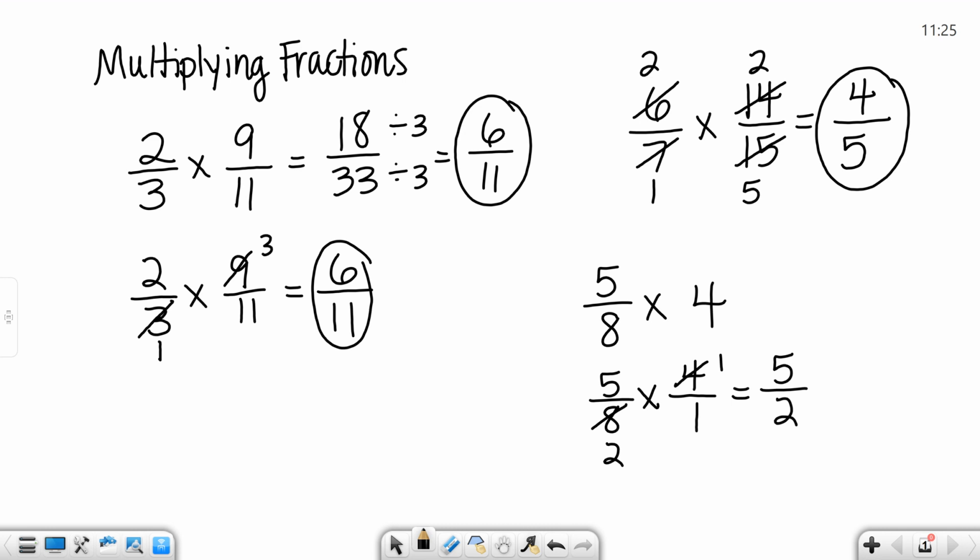But in elementary school, we encourage students to always change improper fractions to mixed numbers. So we would want to change 5/2 to a mixed number. So 2 goes into 5 two times. That would be 4. So there would be 1 left over. And we put that back over 2. So 5/2 is equal to 2 and 1/2. So that would be our final answer on that one.